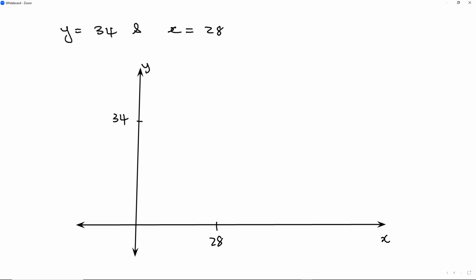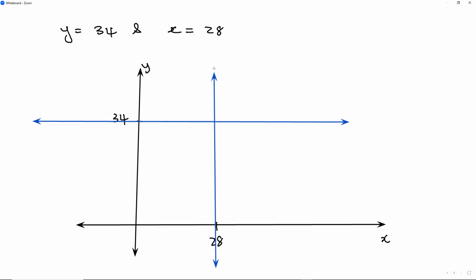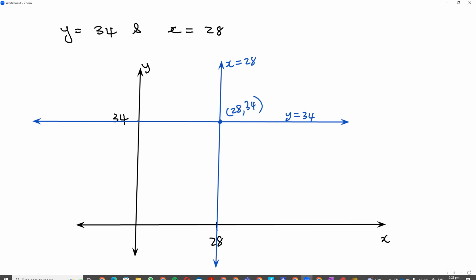And what I then do is draw my lines. Horizontal line, remember that's y, and vertical line, x. And we label it after that. This is going to be y equals 34, and x equals 28. And we remember that if they do intersect, we can label the intersection point as 28 and 34. All right.